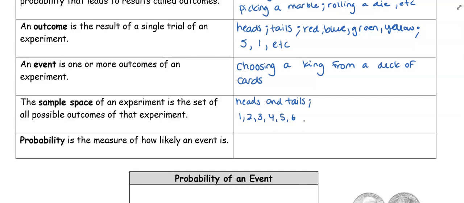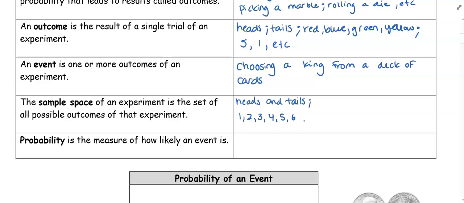Now we will get trickier, because if the event is choosing 2 cards from a deck, it's not just all of the cards. It would be picking an ace and then a king, an ace and then a queen, and then all of the different possible combinations. That would be a huge sample space there.